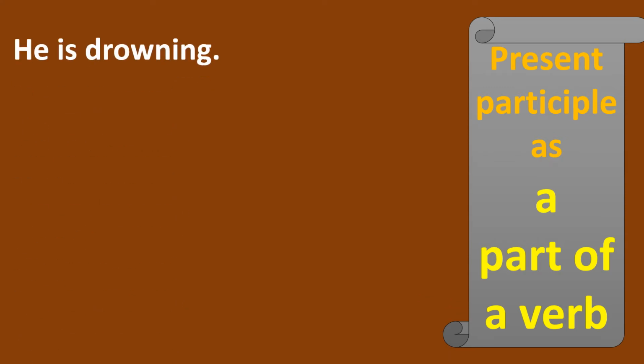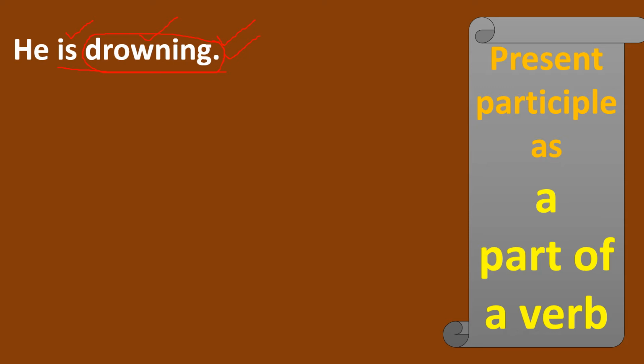First one, he is drowning. In this example, he is subject, is drowning is verb. In this verb, is is called helping verb, drowning is called main verb. In the total part of the verb, drowning is named as present participle. Here the present participle acts as a part of a verb, so it is said to be a verb.